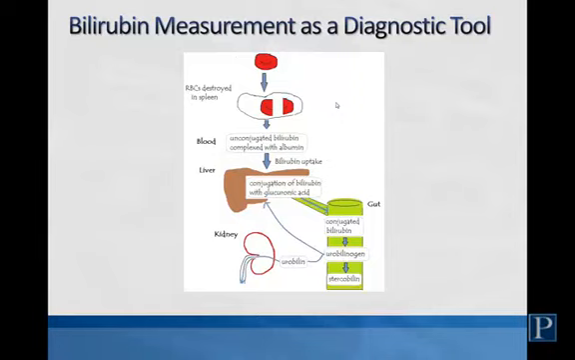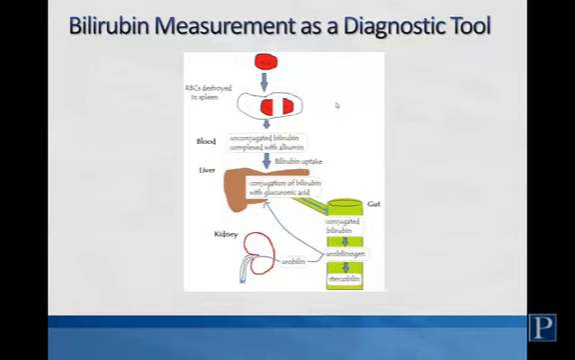In the liver, or actually before we get to the liver, the bilirubin that's released from the breakdown products of the red blood cells in the spleen is released as what we call unconjugated bilirubin. This is not very soluble. So albumin will act as a carrier protein and transport it to the liver. Now, in the liver, it is conjugated.